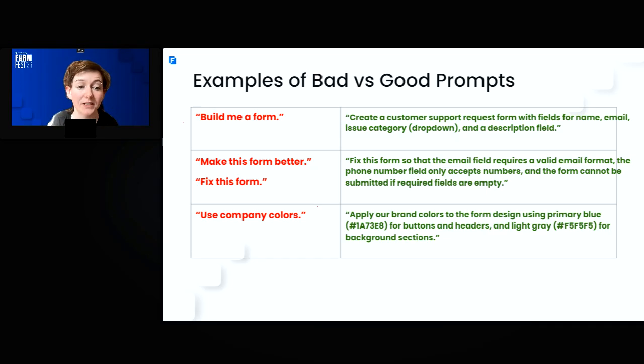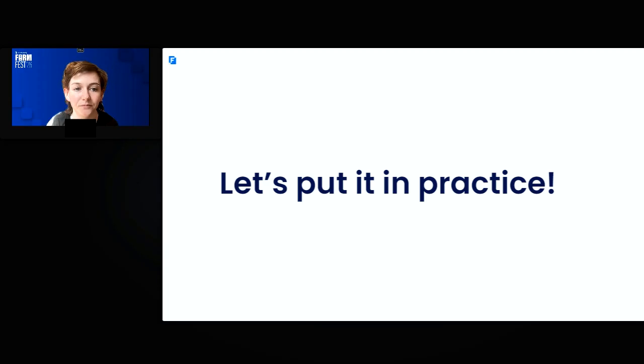Another bad prompt is "use company colors." We can make this prompt better by saying "apply our brand colors to the form design using primary blue, including the hex code, for buttons and headers, and light gray for the background sections." So they're just an example of some of the good prompts over the bad prompts.